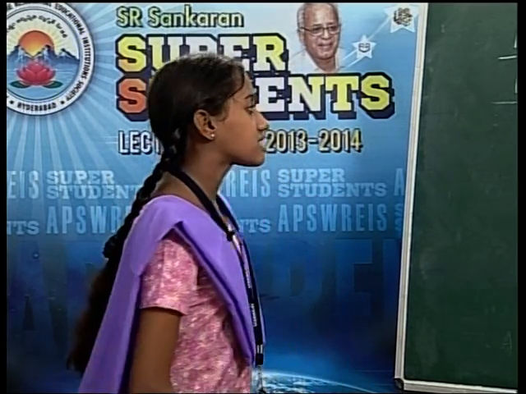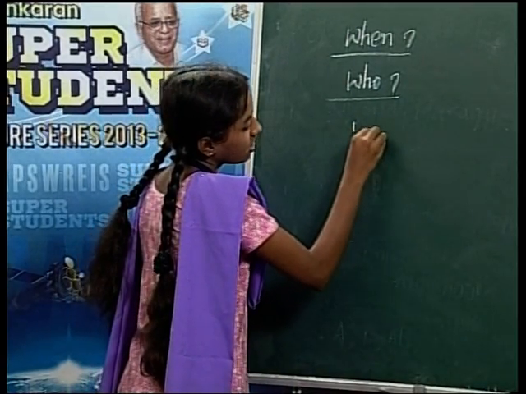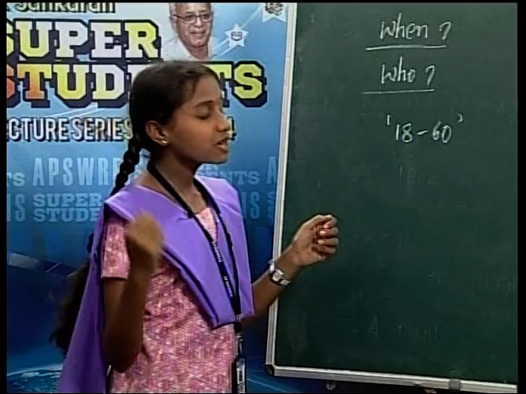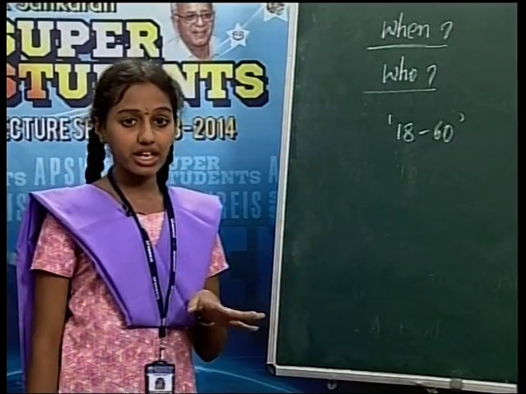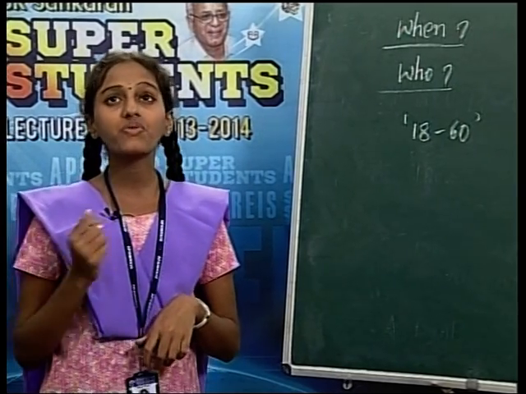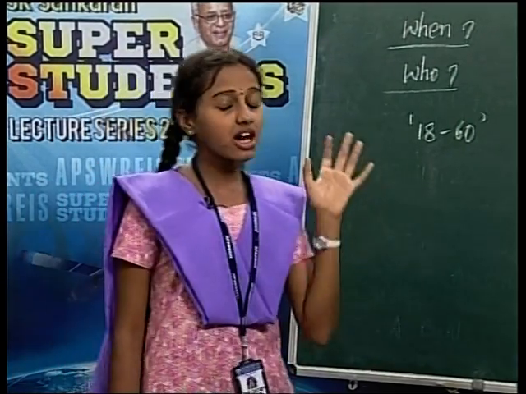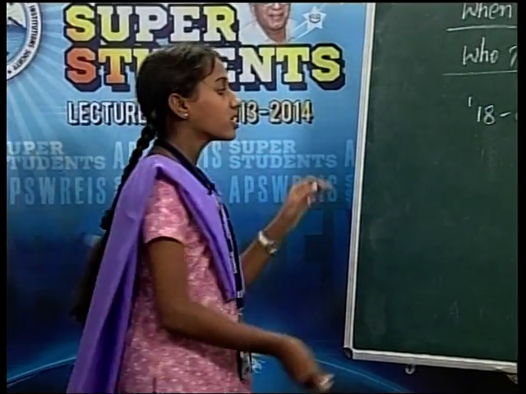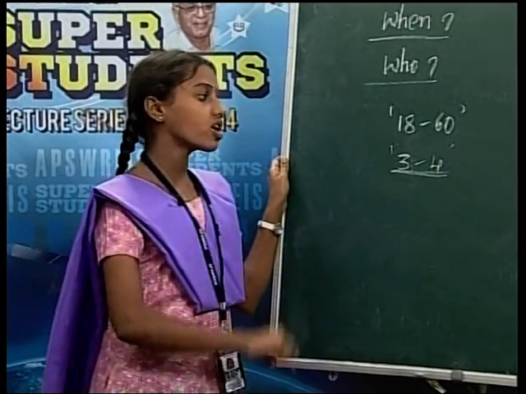There is a certain age. Any healthy person between 18 and 60 years of age can donate blood. He must be healthy. At the time of blood donation, the donor should not have any infectious disease like fever, hepatitis, leukemia, AIDS, etc. A person can donate blood every 3 to 4 months.